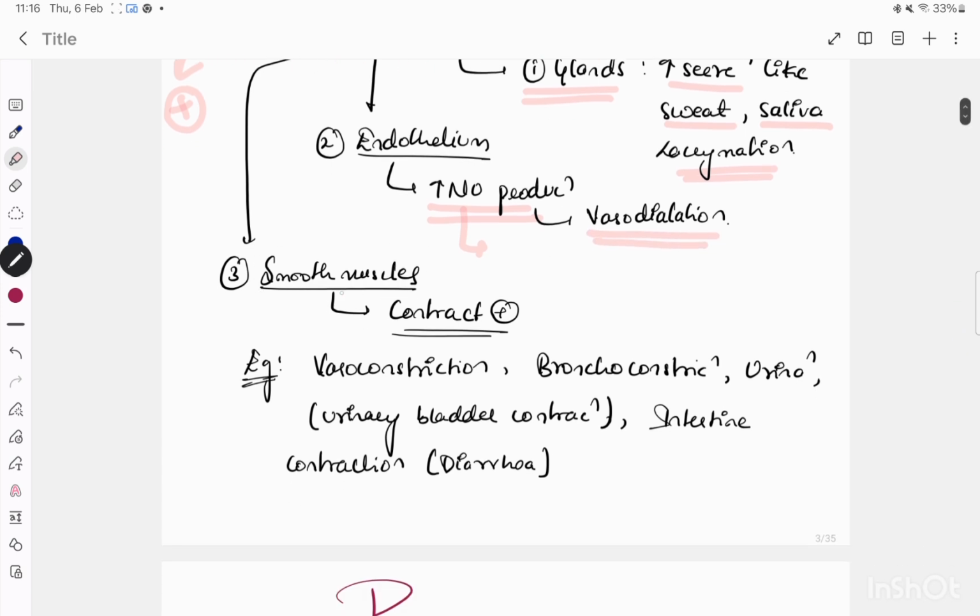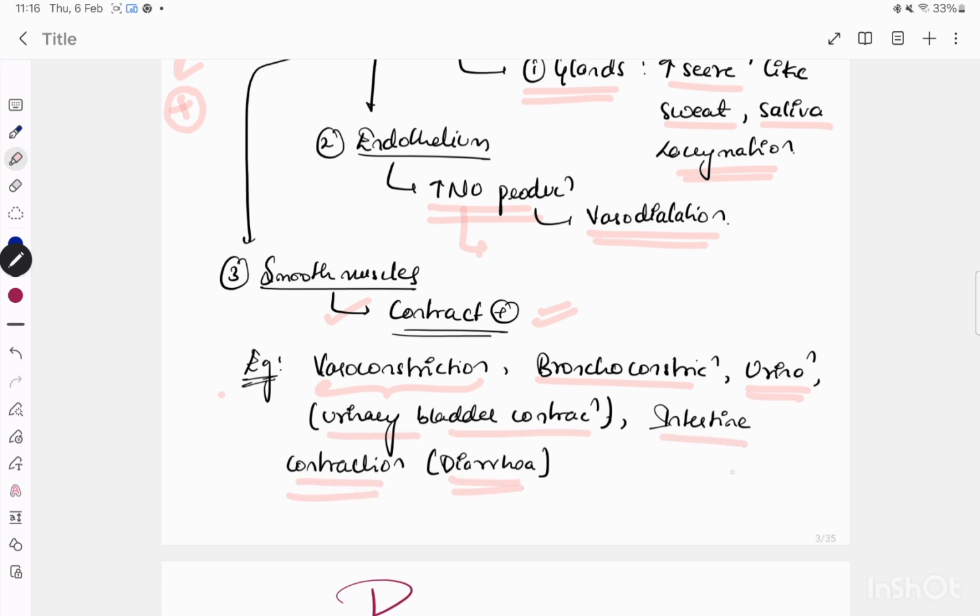Maybe moving on in smooth muscles, since it is excitatory in nature, what will happen? There will be contraction taking place. Examples are vasoconstriction, bronchoconstriction, and urination. Why can you see urination? Because of urinary bladder contraction. Then you can see intestinal contraction, that is diarrhea.